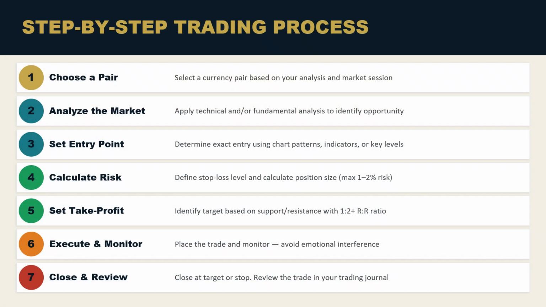Okay, so how does all of this come together? Let's walk through a step-by-step trading process you can use every single time you sit down to trade. Step 1. Choose a pair. Based on the time of day in your analysis, you select a currency pair to focus on. If it's the London-New York overlap, maybe it's euro to US dollar.